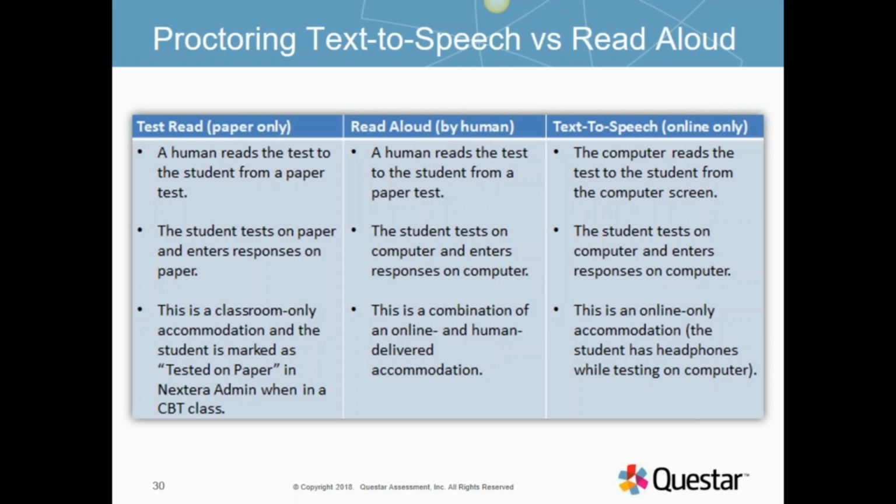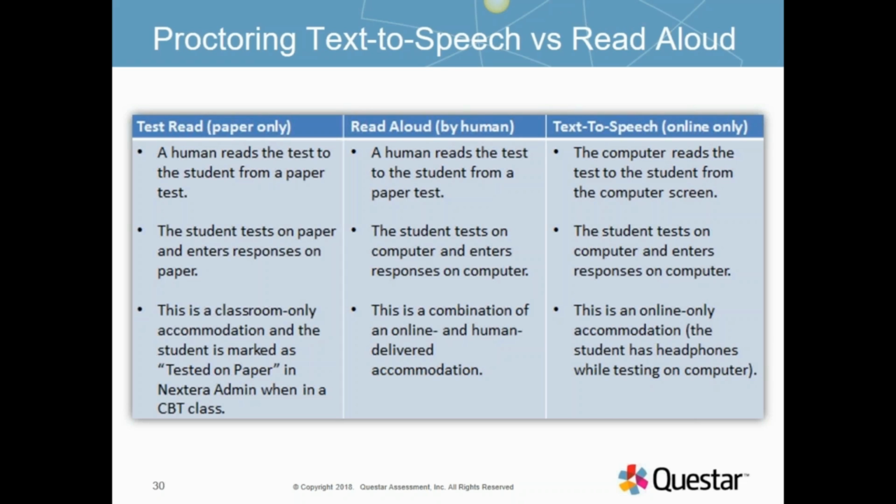All our specials in the testing world are called Form A. They're identified as Form A. That includes Braille, large print, text-to-speech, or test read, as well as the alternate language exams. And what this means is that by setting Form A, read aloud by human for that student in Nextera admin, you're ensuring that your human reader is going to have the same test form and paper to read to the student, right? They're both going to have Form A.